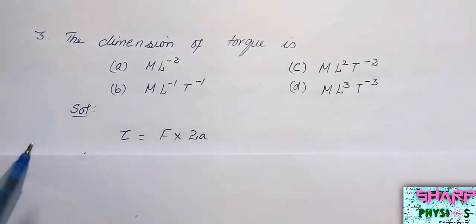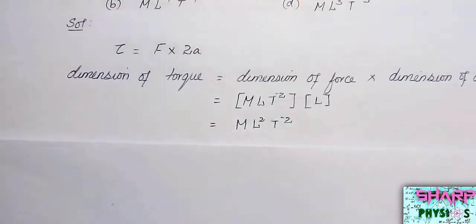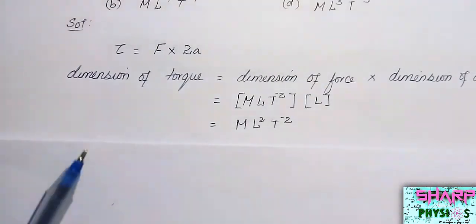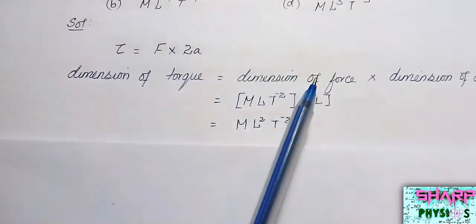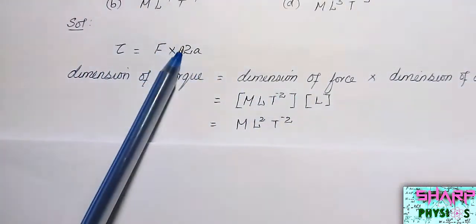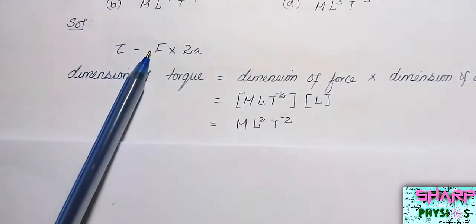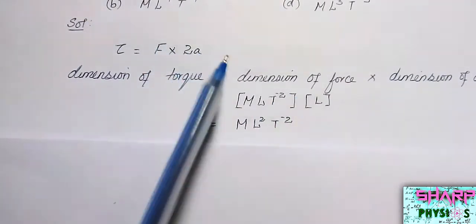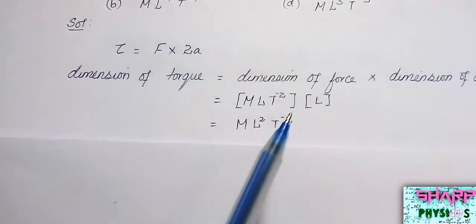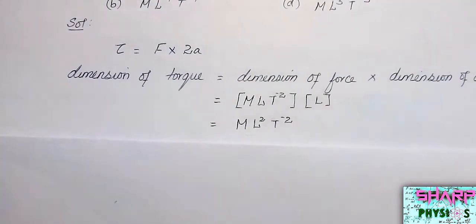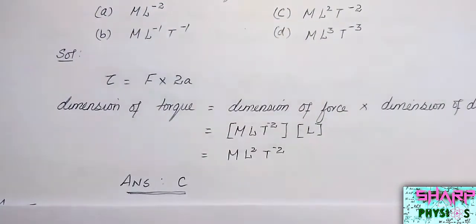So our formula for the torque is F into 2A. So the dimension of the torque is equal to dimension of the force into dimension of distance. So force dimension is mLt to the power minus 2, and that of this A we have L. So when you multiply this, you get mL to the power 2 t to the power minus 2. So the answer is C.